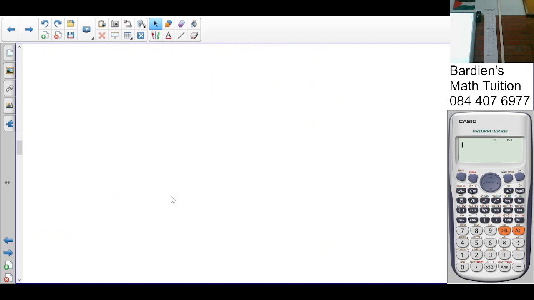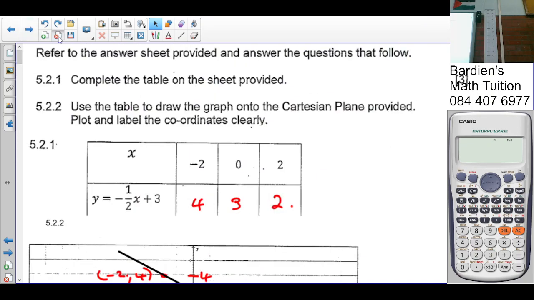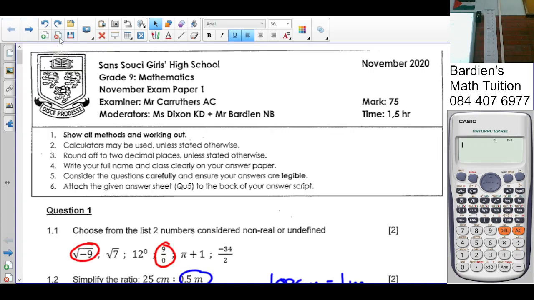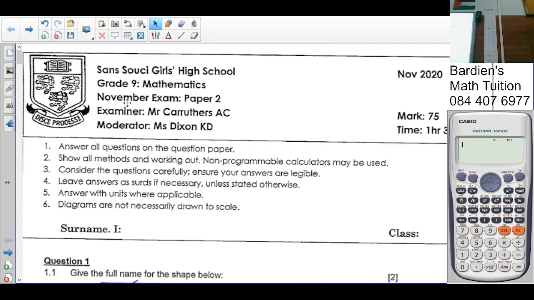Right. So that basically brings us to the end of that chapter, paper 1. Okay. So you guys can start with the November 2020, it's paper 2. You can start with it now, okay? Stop the video at this point.